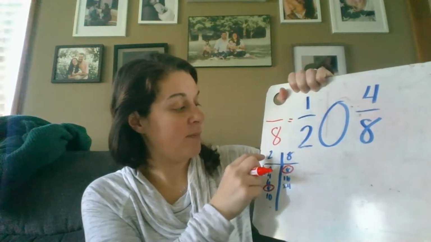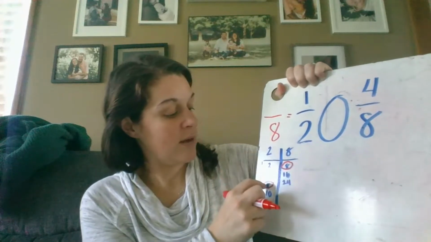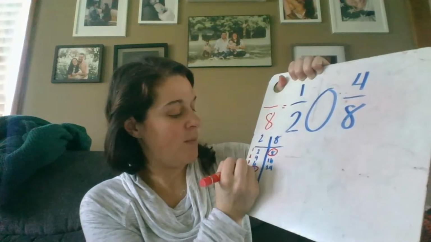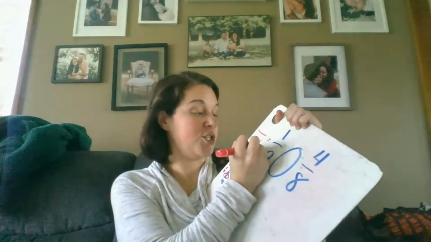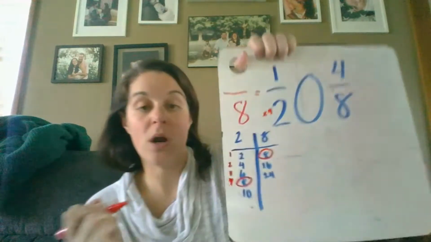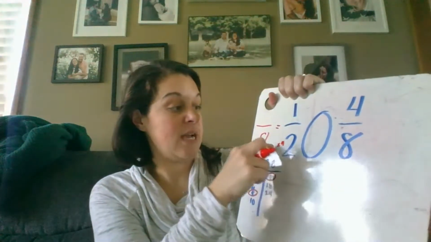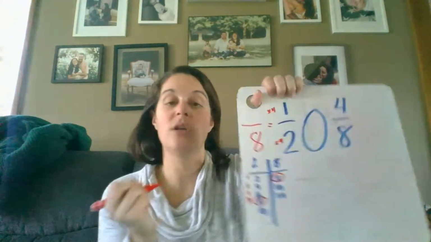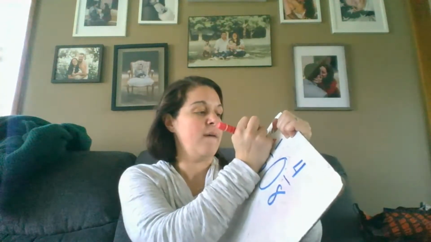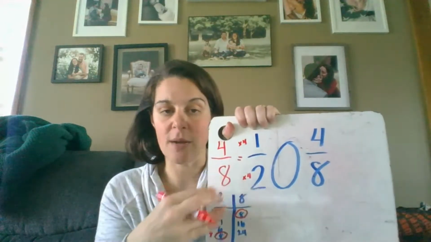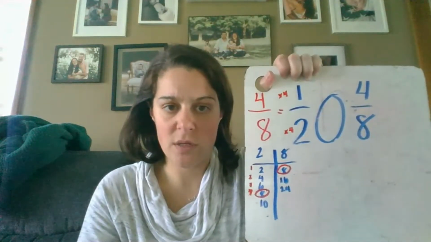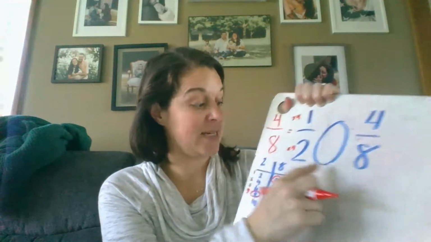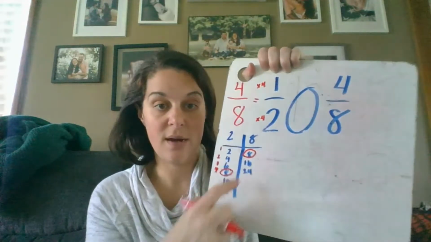So if I look at my chart, 2 down to 8 is going to be, oh, how many jumps? 4. So I'm going to just multiply by 4, right? Because 2 times 4 gives me 8. Okay, so what I do on the denominator, I have to do to the numerator. 1 times 4 is 4. Okay, that one's done. Do I have to do anything to my 4/8? I don't, because it already has the common denominator that we found, which is 8.